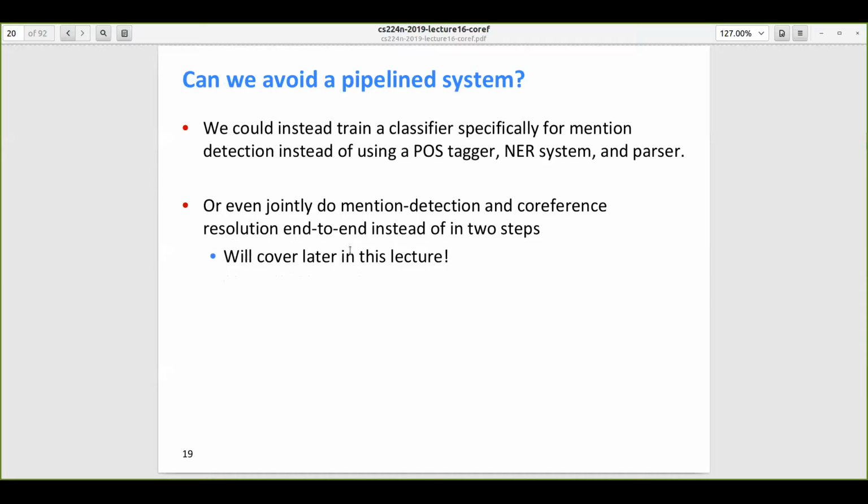So as we have seen, we have these different components that help us with mention detection. We use a POS tagger for parts of speech detection, named entity recognition for detecting entities from the text, and a parser as well. So this gives us a pipeline kind of system in place. Instead of that, it is also possible to combine both mention detection and coreference resolution into an end-to-end model. That's what the current systems are trying to do.